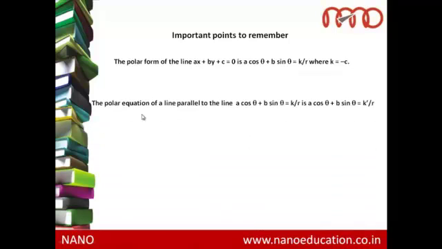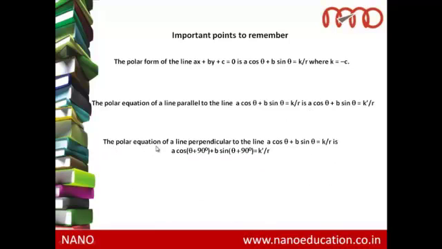The polar equation of a line parallel to the general line a cos theta plus b sin theta equal to k by r is a cos theta plus b sin theta equal to k dash by r. You can correlate this with what we studied in the Cartesian system. For a line parallel to a given line, the change will only be in the constant term. Here again, if you observe, there is no change in the coefficient of cos theta, no change in the coefficient of sin theta. The only difference is in terms of k dash.